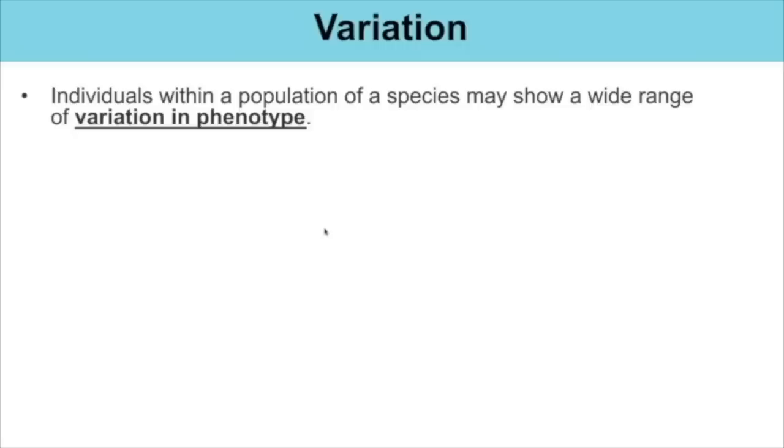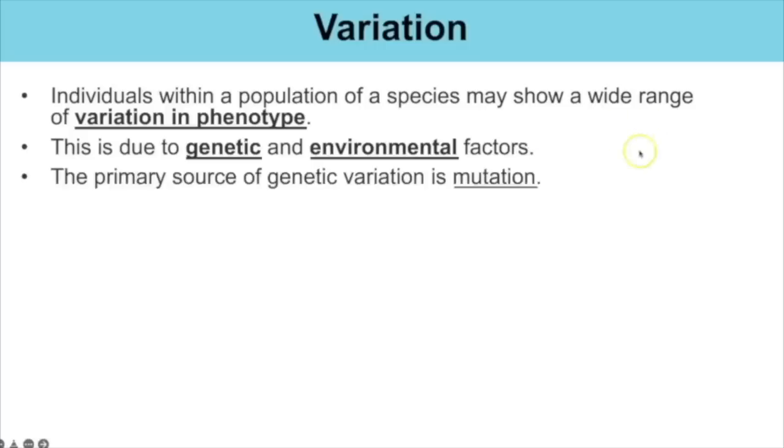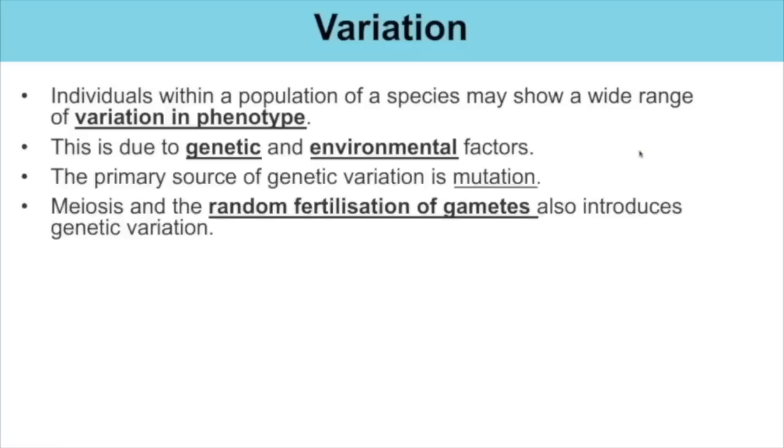So next we're considering variation. Individuals within a population of the same species may show a wide range in variation of phenotype. This is due to both genetic differences but also environmental factors. The main source of genetic variation is mutations, but there will also be some genetic variation introduced by random fertilization of gametes and also in meiosis, crossing over and independent segregation.